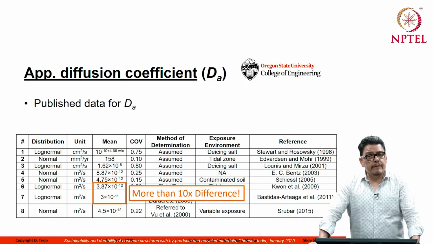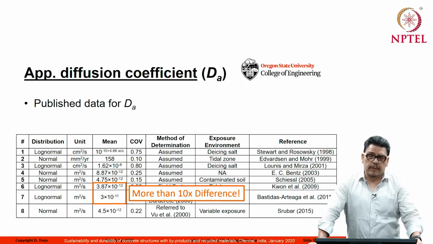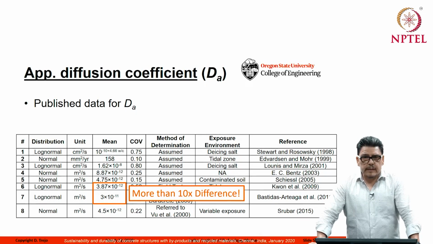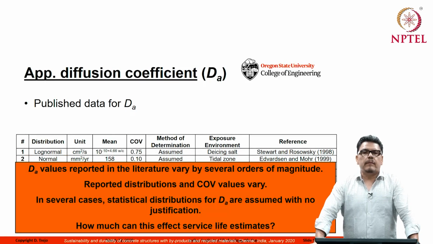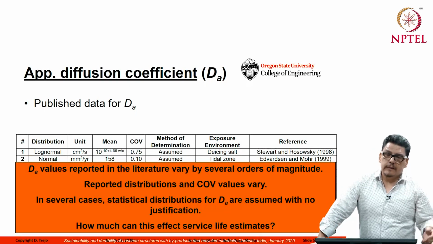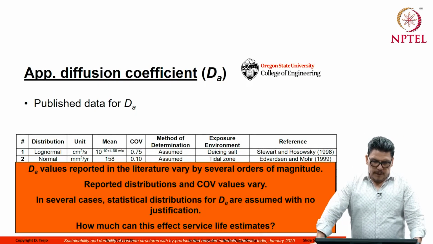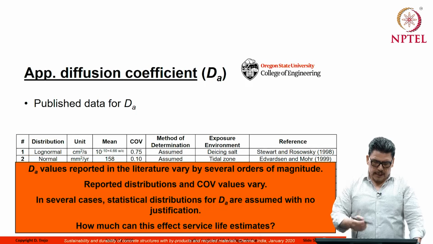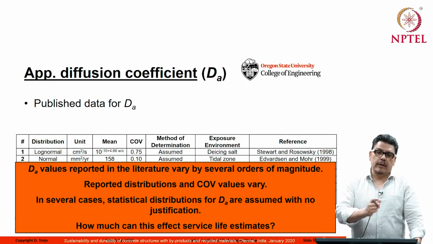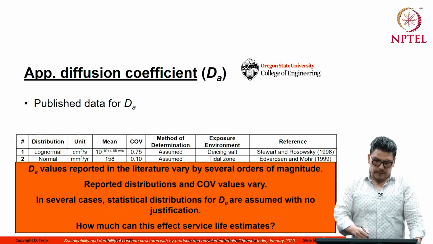So the point is that there's a significant difference, and it can be a significant difference because, of course, some of the factors that we use make our concrete change. But right now, with some of the predictions, there's just too much variability. The values reported in the literature vary by several orders of magnitude. There are several distributions of coefficient of variation. In several cases, statistical distributions are assumed with very little justification. So we have to be careful if we're using these in our service life prediction. The question is, how much can we use of these for actually doing service life of real structures? Again, not being critical, just saying we have to make sure we're careful between what we do in the lab and what we do in the field.